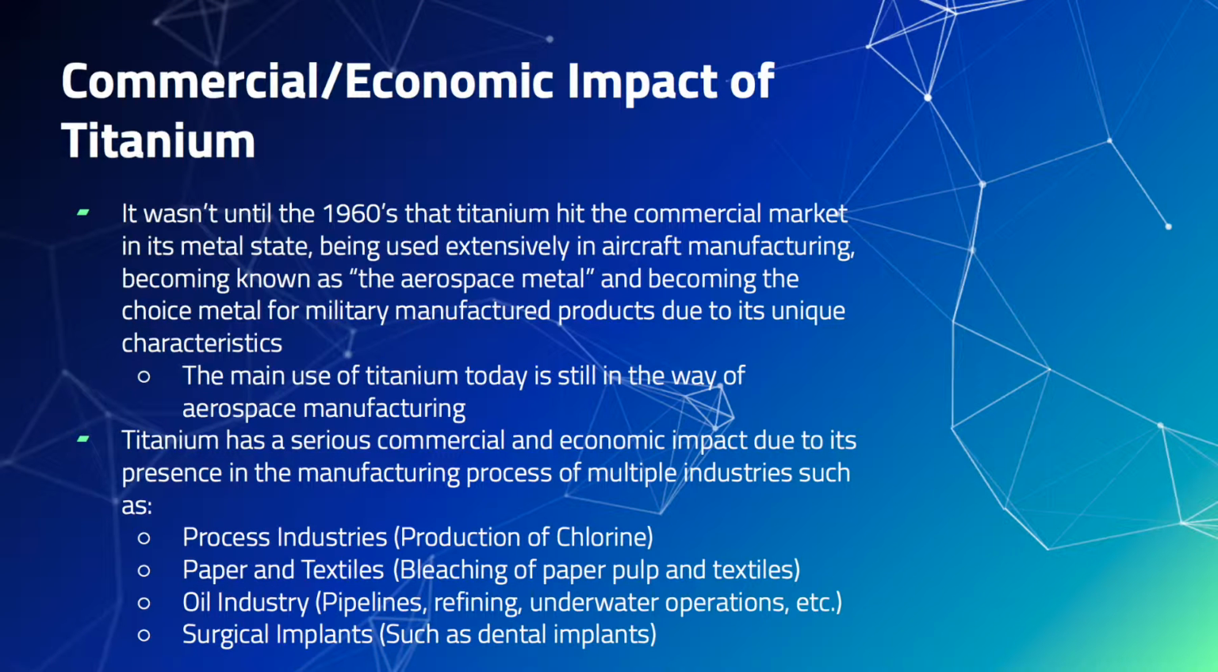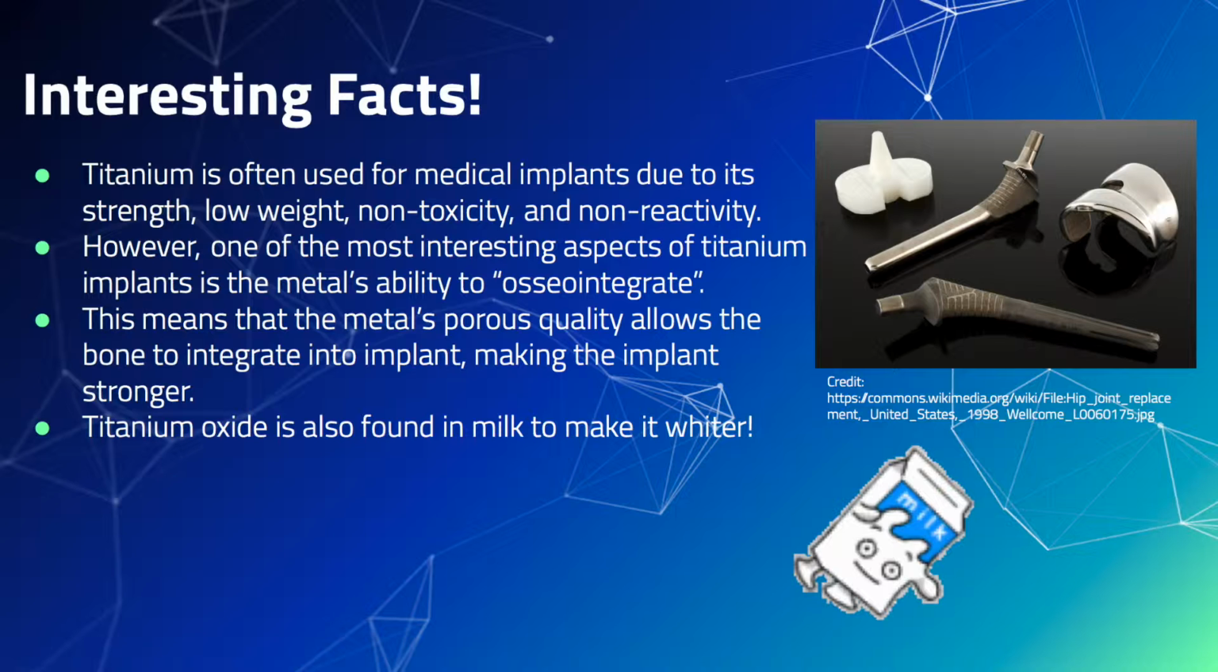In the 1960s, titanium hit the commercial market in its metal state, being used extensively in aircraft manufacturing, becoming known as the aerospace metal, and a choice metal for military manufactured products due to its unique characteristics. The main use of titanium today is still in the way of aerospace manufacturing. Titanium has a serious commercial and economic impact due to its presence in the manufacturing process of multiple industries, such as process industries, including the production of chlorine, paper and textiles, the oil industry, and surgical implants.